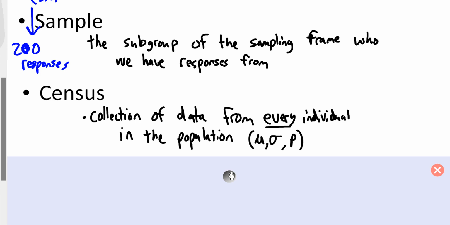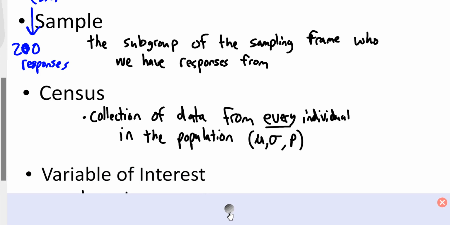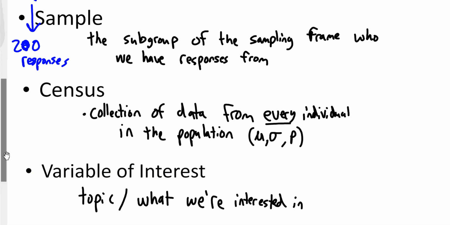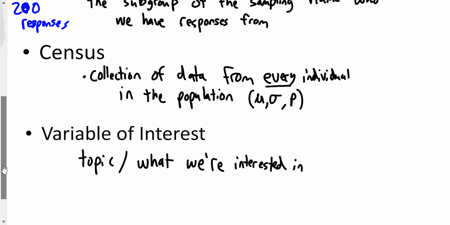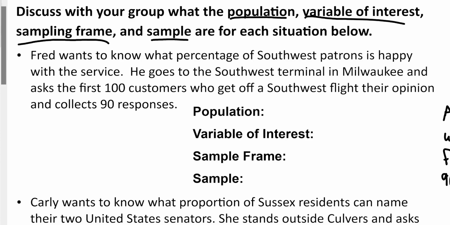And then the last thing I want you to know right now is, what is a variable of interest? A variable of interest is really just whatever we're looking to get information about. So we're sampling about a topic or what we're interested in finding more about. I've got a couple examples for you. With these examples, I'd like you to think about the population, the variable of interest, the sampling frame, and the sample. So here's my first situation.